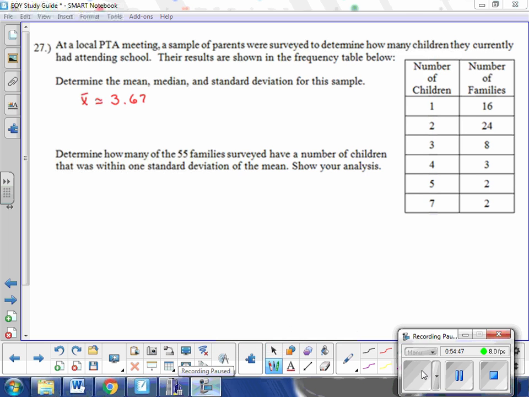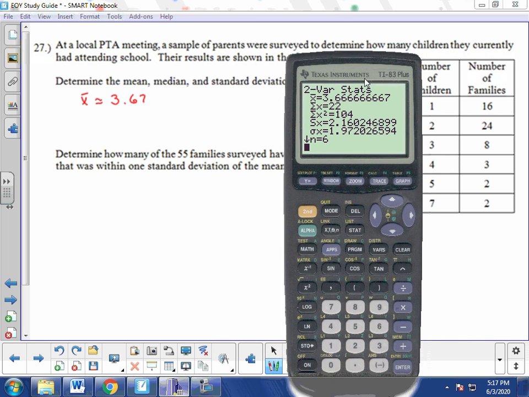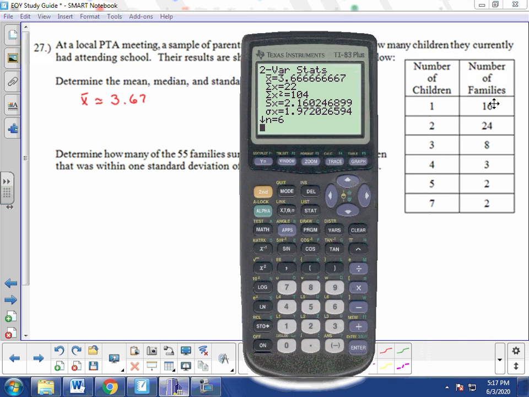The median is going to take a little bit more work for us to understand. So what we know here is that if we take a look at the sum of the y's, we can see here there's 55 families. The median is going to be the number that lies directly in the middle if we laid out 16 ones, and then 24 twos, and then 8 threes, 3 fours, 2 fives, 2 sevens. So if we think about this, if we start on each end, there's 55. We're going to hit the 27 and one half number right there.